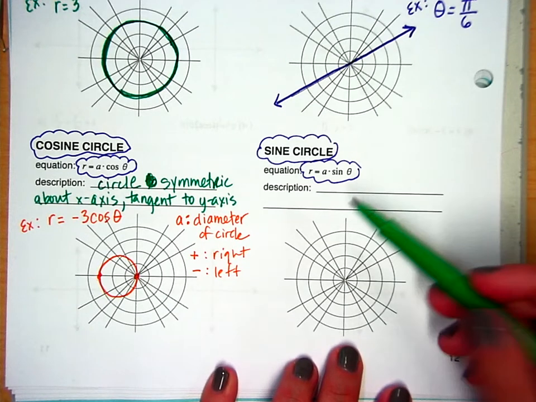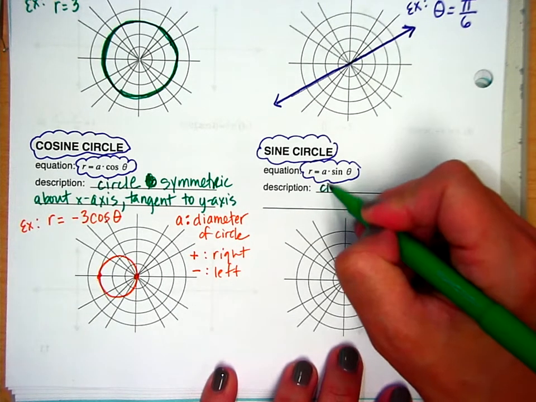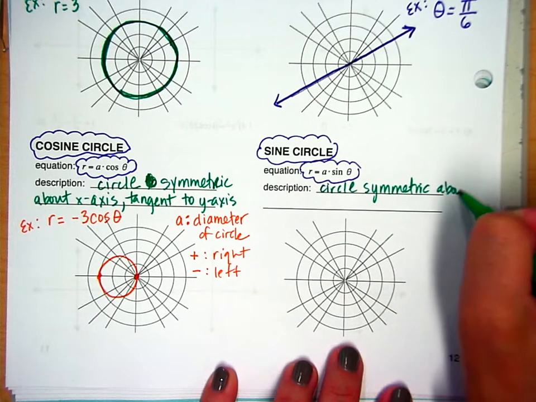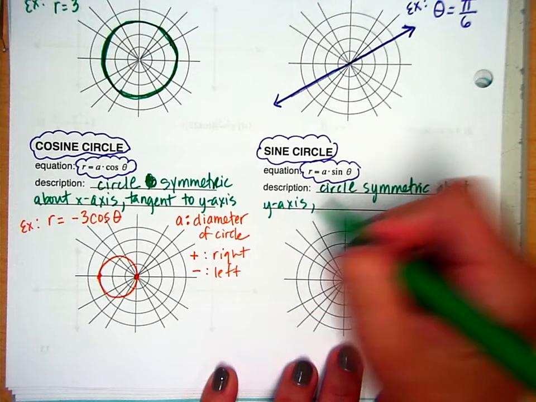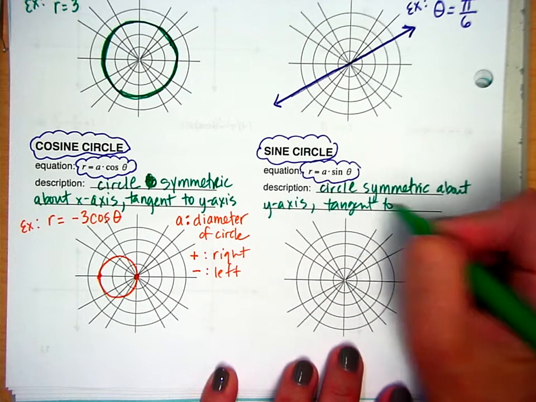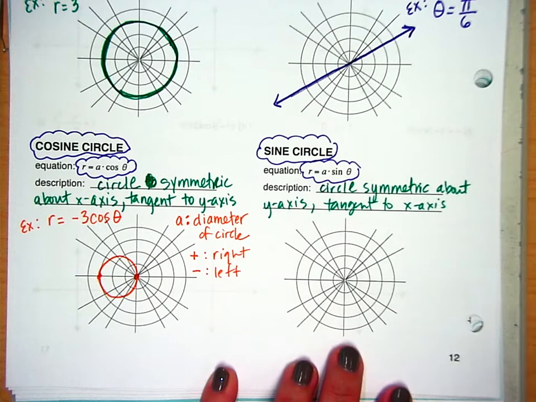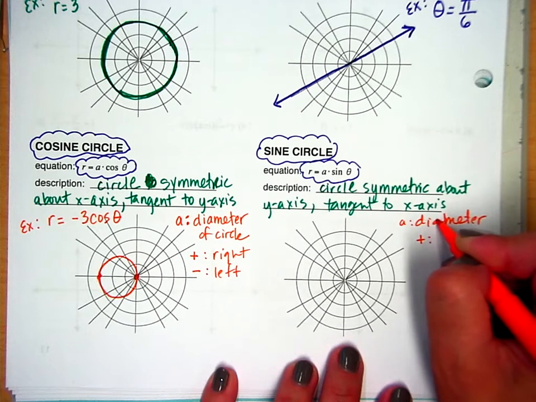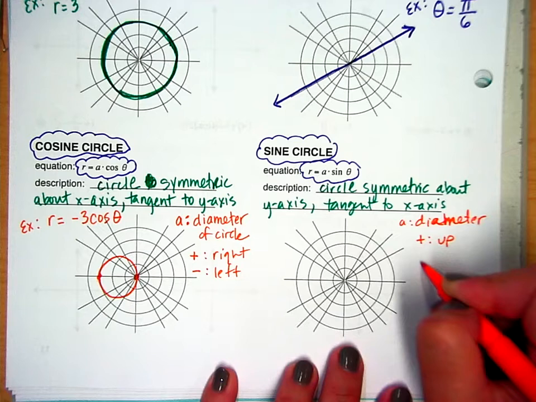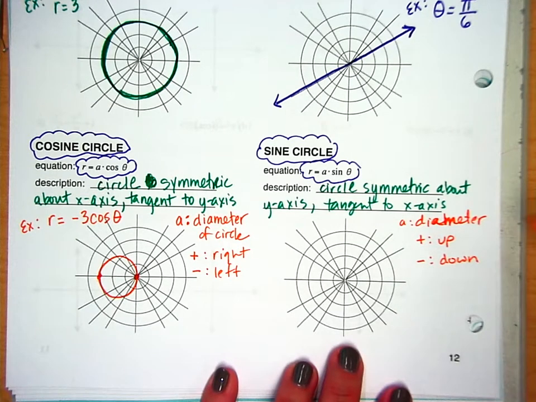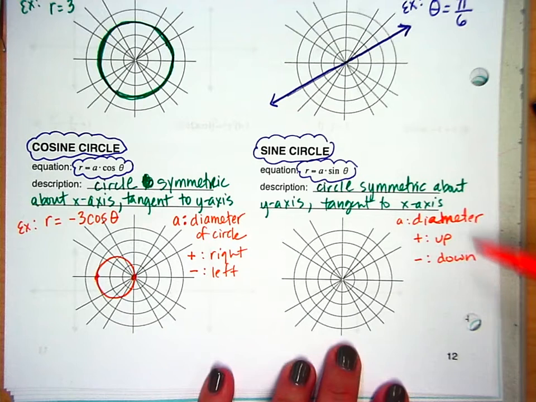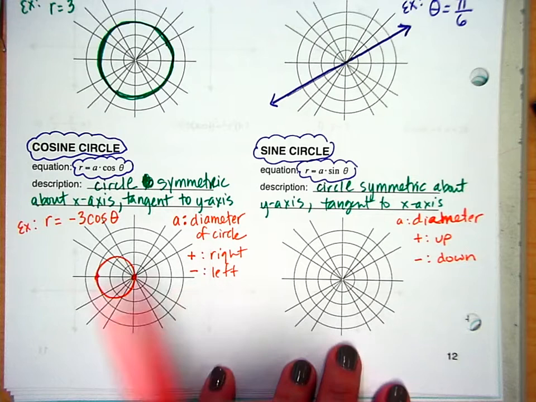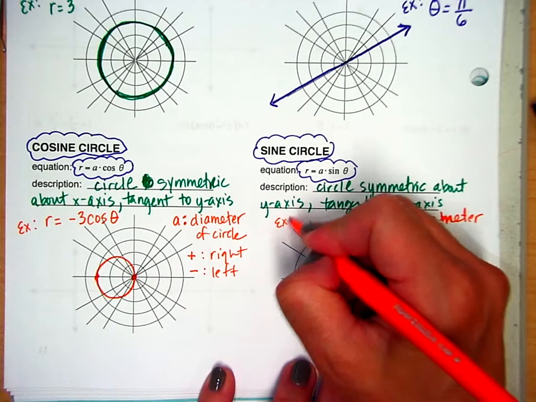Let's think about it. So it's the same idea, except that sine circles are going to be symmetric about the y-axis. And they'll be similarly tangent to the x-axis. Now, same thing, A is still your diameter. What do you think positive is going to mean in this one? It's going to be up, and negative is going to be down, because we're going in the y-axis direction. So again, your sine graphs, you always are going y-axis up and down. Your cosine graphs, you're going left and right.